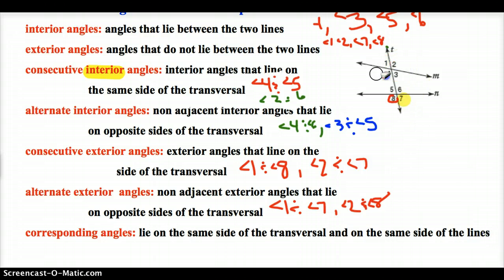So if you take a look here, if I'm looking at 1, it's on the top left hand side. So when I come down here to the bottom, I need the top left hand side. So 1 and 5 would be a set. And we could have 2 and 6.